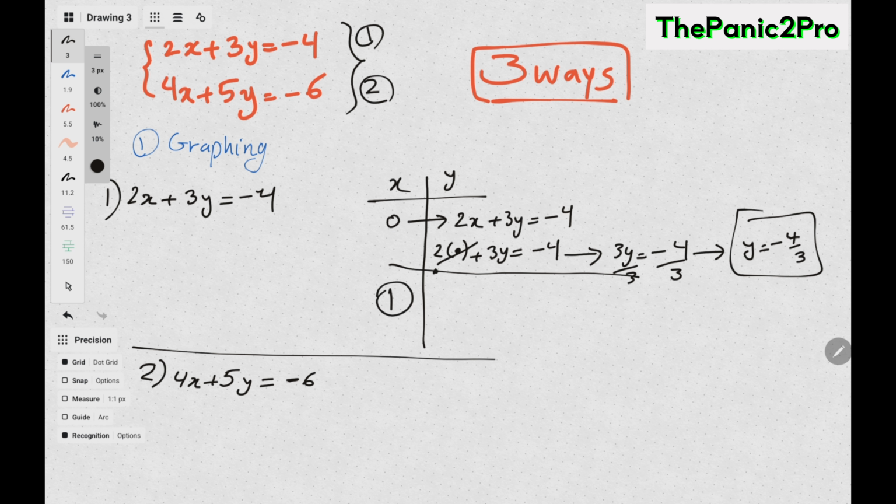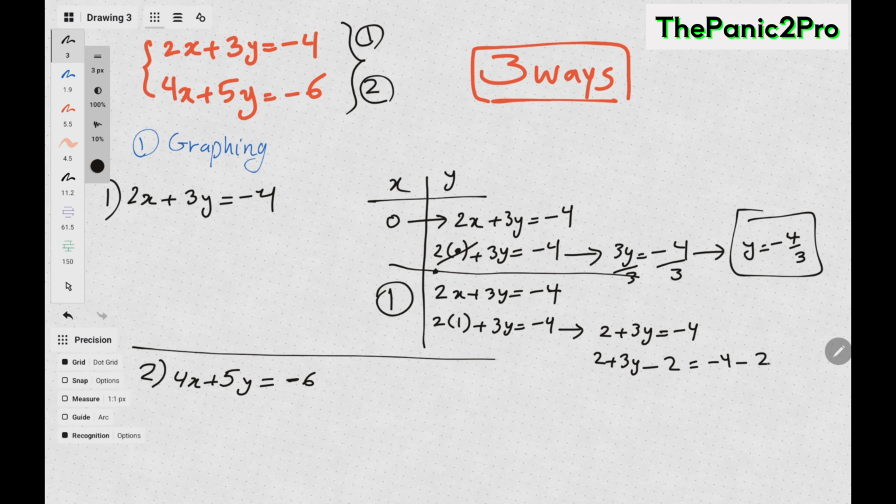For another point, I'm going to try x = 1. The formula was 2x plus 3y equals minus 4. With x = 1, 2 multiplied by 1 plus 3y is minus 4. Then I simplify that: 2 plus 3y equals minus 4. I'm going to deduct 2 from each side, so 3y equals minus 4 minus 2, which simplifies to 3y equals minus 6, and then y is minus 2.